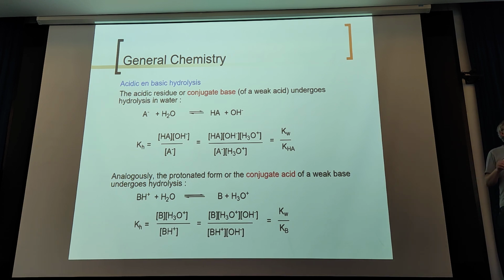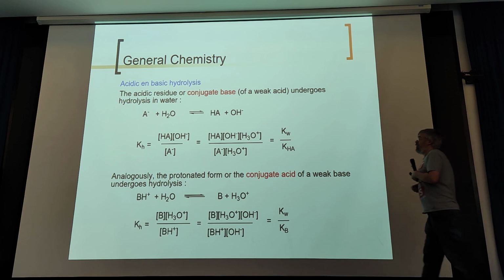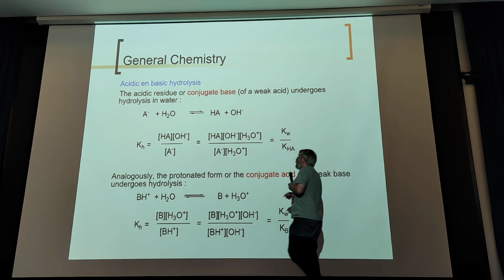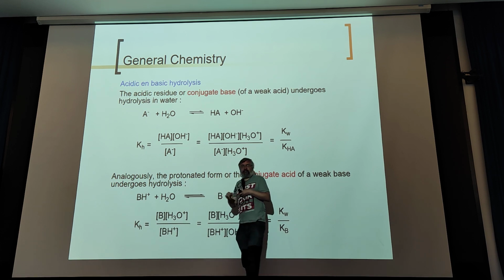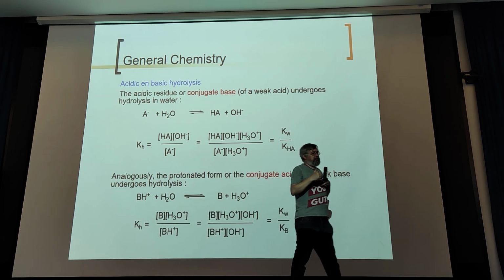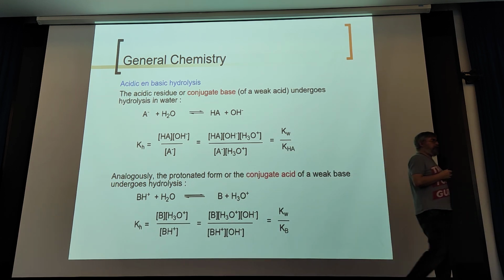Now, for hydrolysis constants, you will not find any data in the book of tables. The reason is that you can derive them from other data that are present, and you can see why. We can add H3O+ on both sides, above and below the ratio.